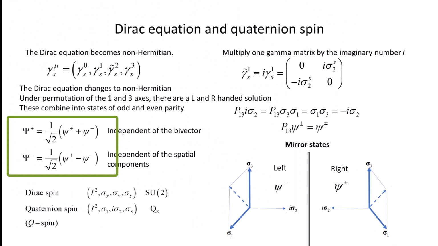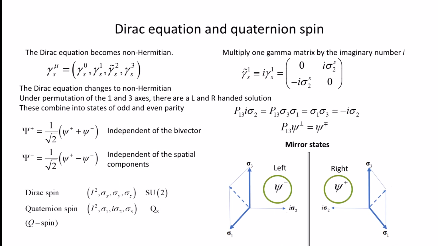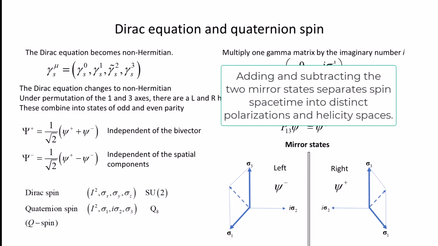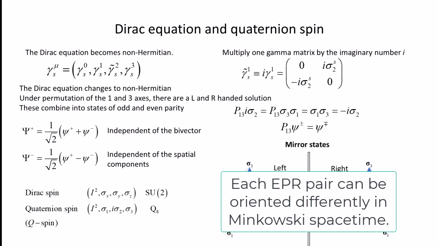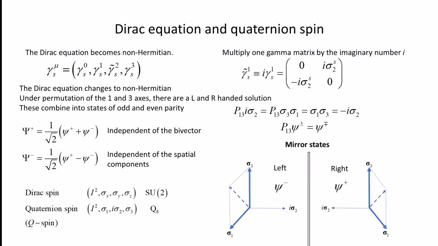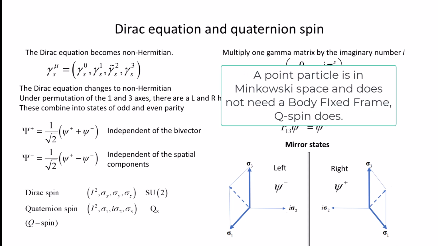However, we can add and subtract the two mirror states, and this leads to the separation of spacetime into two parts, one for the spin polarization, and the other for its complementary property, the helicity. Note the gamma matrices now have a subscript S, which denotes spin spacetime. Each structured particle can be oriented differently, and each needs its own body-fixed frame. We do not need a spin spacetime for a point particle, but we do for a structured particle.